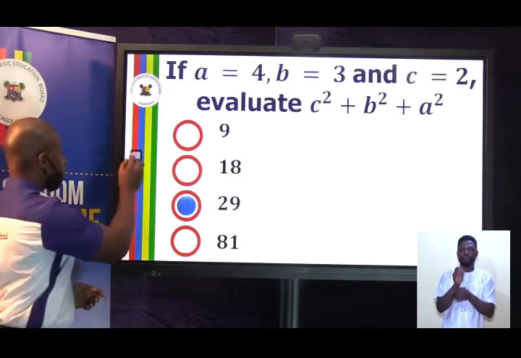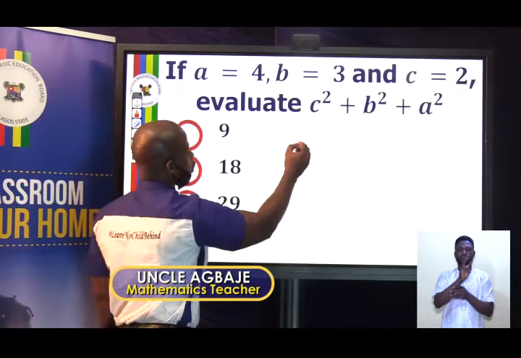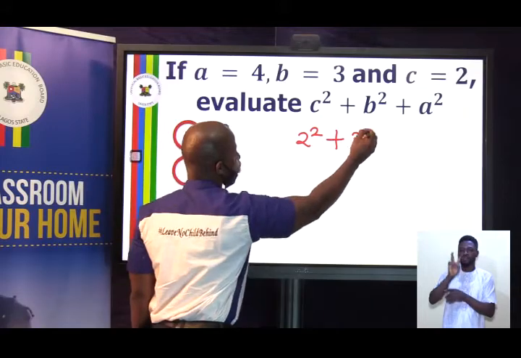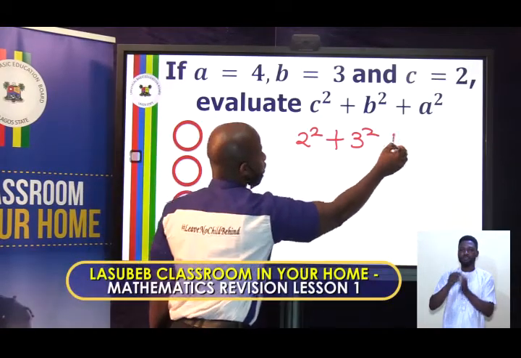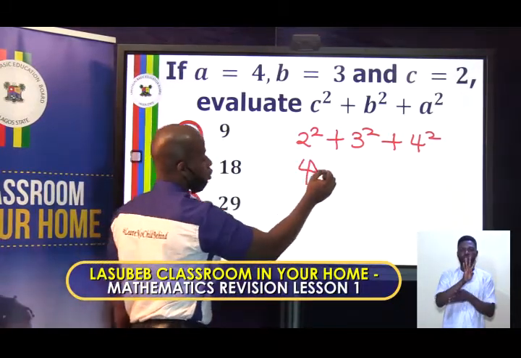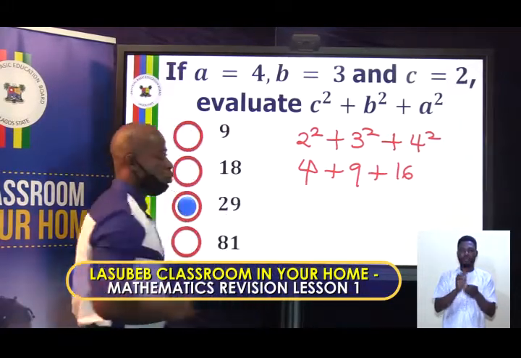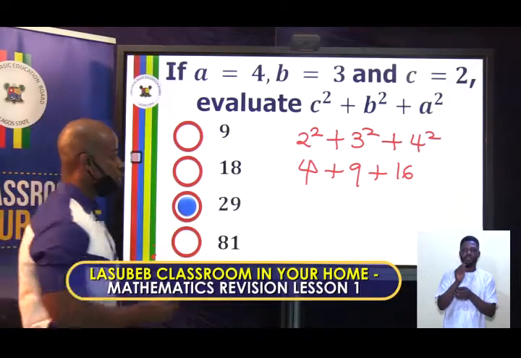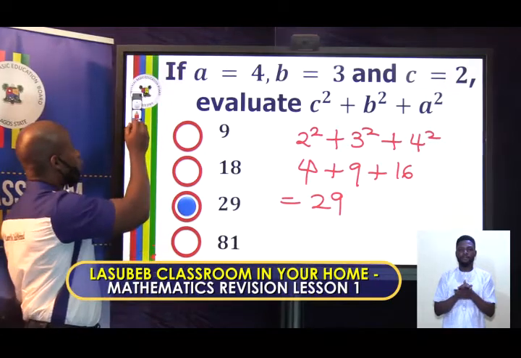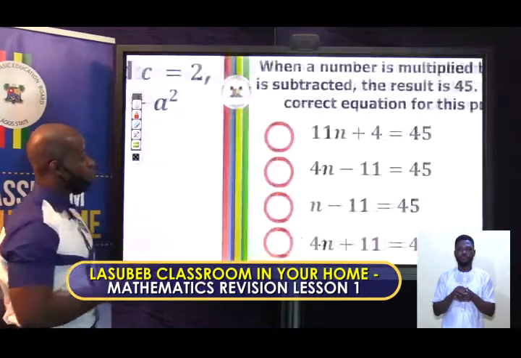I wouldn't waste my time if I were you. I would just go straight to working out the answer. Let's go. Now C is 2, so C squared is 2 squared. B is 3, so B squared will be 3 squared. A is 4, and that means A squared will be 4 squared. Now you know your squares table. 2 times 2 is 4, 3 times 3 is 9, 4 times 4 is 16. Now 9 plus 4 gives us 13, 13 plus 16 will give you 29, my friend. And that is how we got that. I believe you got that as well. So we'll move on to the next one.